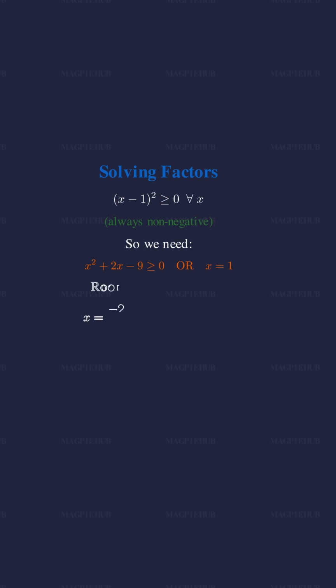So the inequality is (x minus 1) squared times (x squared plus 2x minus 9) greater than or equal to 0. Now, (x minus 1) squared is always non-negative. So the product is non-negative when either x squared plus 2x minus 9 is greater than or equal to 0, or when x equals 1, which makes the first factor 0. Solving x squared plus 2x minus 9 equals 0 using the quadratic formula, we get x equals minus 1 plus or minus root 10. Root 10 is approximately 3.16. So x squared plus 2x minus 9 is non-negative when x is at most minus 1 minus root 10, or x is at least minus 1 plus root 10.